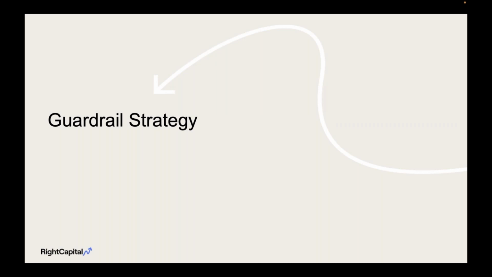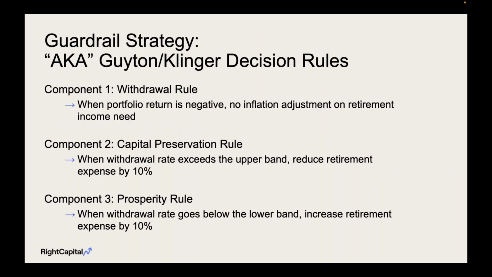But we know that in a tool that has advanced Monte Carlo calculations, we're seeing 1,000 different market trials. And within those 1,000 different market trials, we can see everything from recessions very early on to very strong market performance early. And we know those sequences of returns can have a big impact on how long the client's assets will last and how long they can fund that income need that you've calculated. So what's great is that Right Capital does allow you to include something like a guardrail strategy, which is based on the Guyton-Klinger decision rules, which really focus on specifically component one, the actual withdrawal rule.